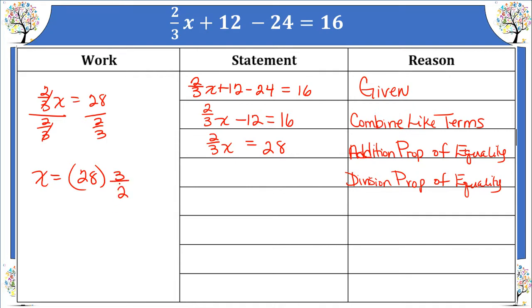Now, when I am multiplying a fraction times a whole number, I always try to see if the denominator can divide into this integer, and it can. 2 divided into 28 gives me 14, and then now I multiply it by the numerator. So I get x is equal to 42. And this is my one solution. So we can say exactly one solution. There's only one number that if I plug back into my original equation for x, the left side will equal the right side.